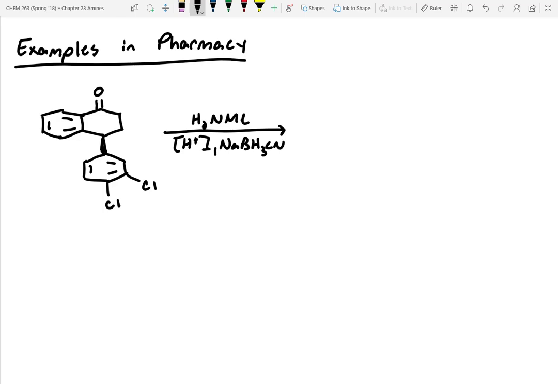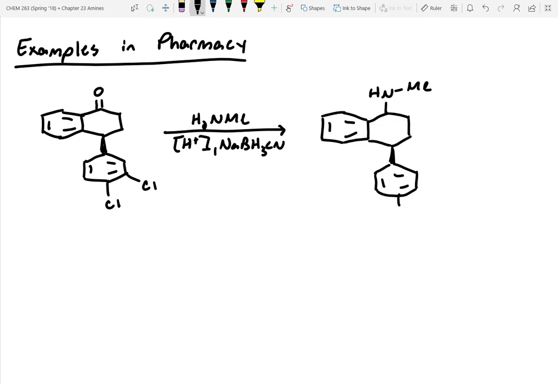And when you do this, you're going to convert that carbonyl group off of the very top into a secondary amine, right? So let's determine what that product looks like. And if you notice, we've created a new stereocenter up here.